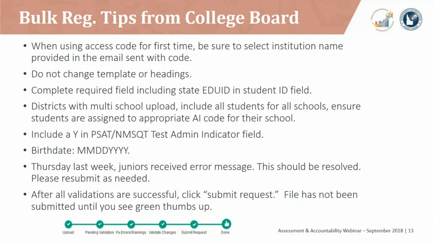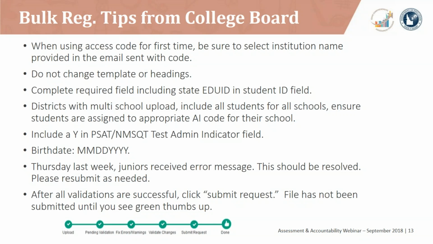Districts with multi-school upload include all students for all schools and ensure that the students are assigned to the appropriate AI code for their school. The AI code is the code that the College Board has your high school labeled as or coded as. Finally, include a Y in the PSAT and MSQT test admin indicator field. There's the birth date format.